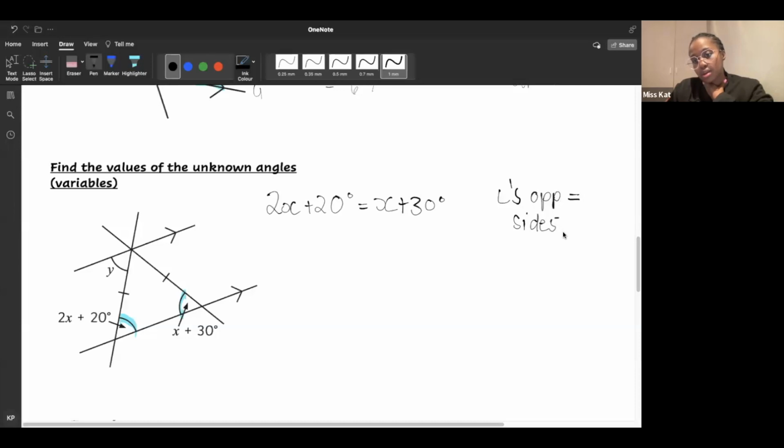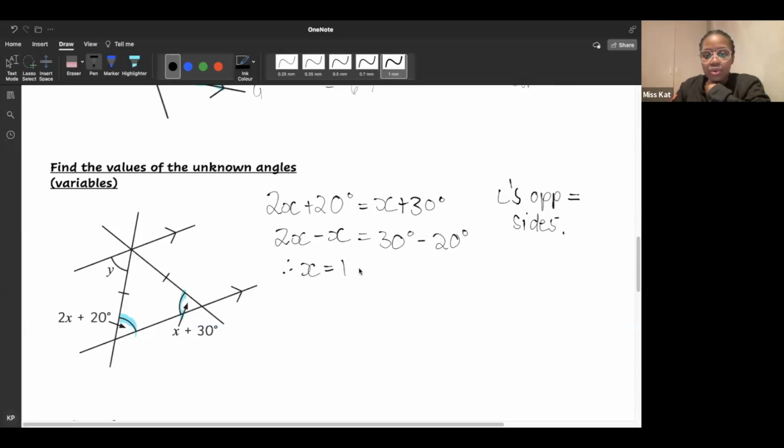Yes, ma'am. Okay, now we can solve for x. How do we solve for x? So, ma'am, it will be 2x minus x equals 30 minus 20. Okay, x is equal to 10.